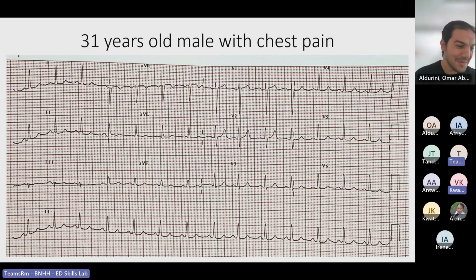What's your next step? The next step is to have a look at the PR interval. Not intervals, please. No intervals here, please. I'm looking at the waves. Are the waves present? Are all of our waves present or not?